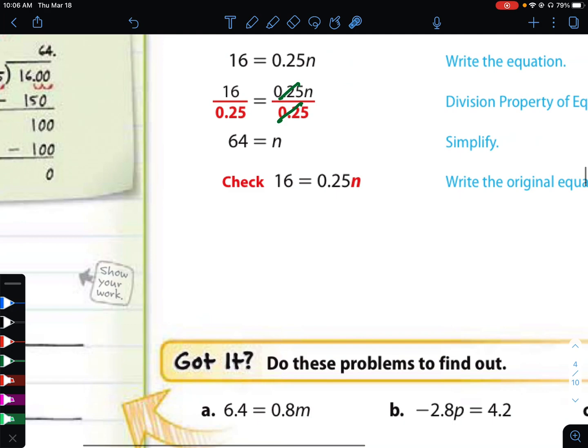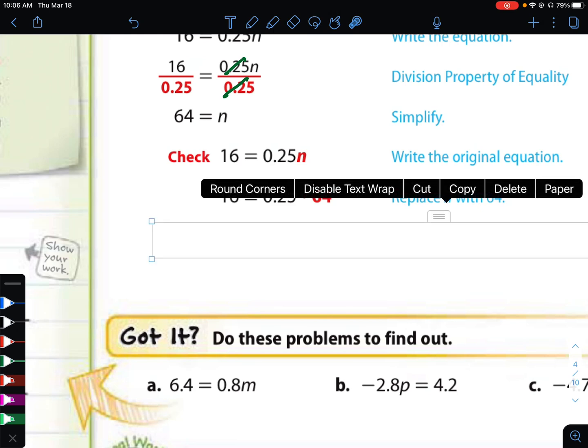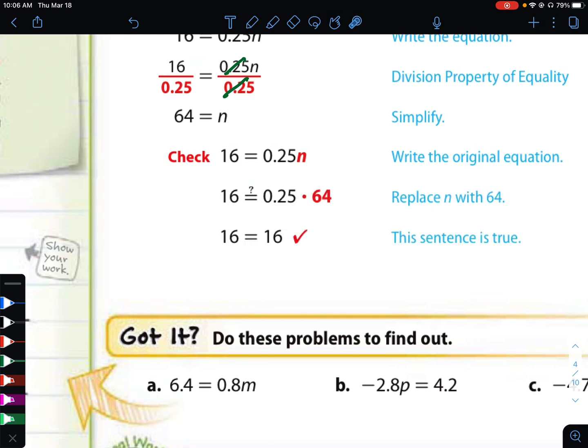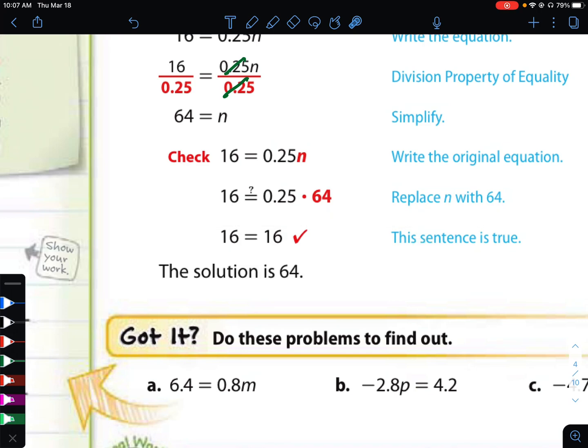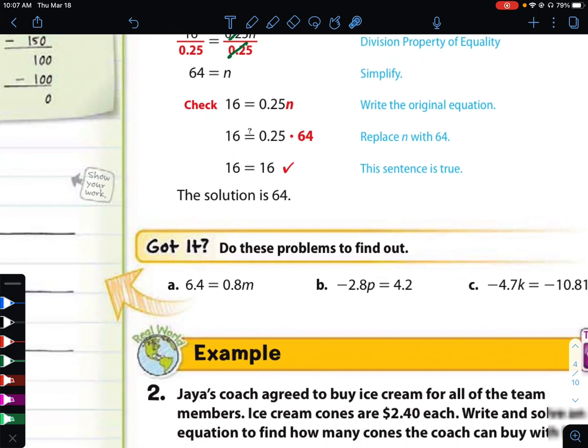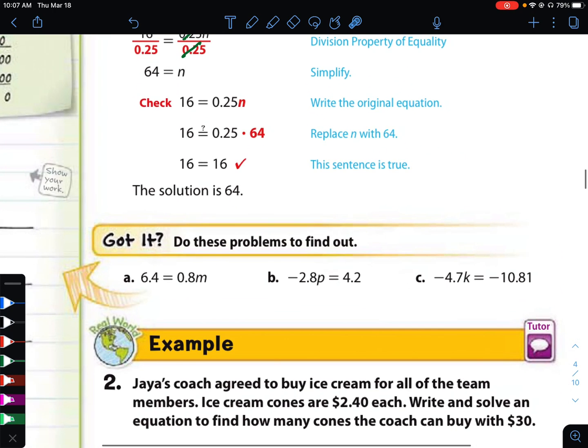Okay, and if we want to check our answer, we simply have to substitute 64 to our n. So doing that, is 16 equal to 0.25 times 64? And we know that multiplying using a calculator or manually, 0.25 times 64 is 16. So we have checked our solution. So the solution therefore is 64. Do the got it problems A, B, and C, and let's see if you understand example number 1.